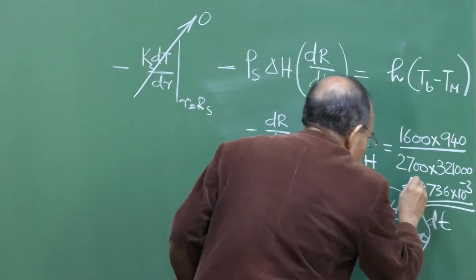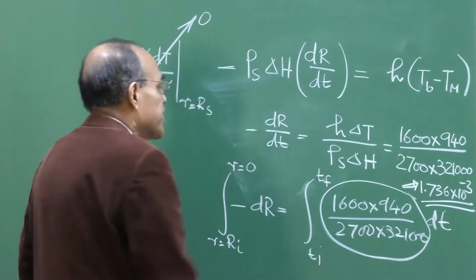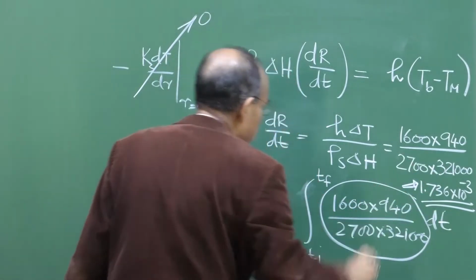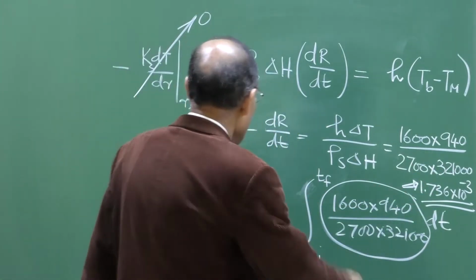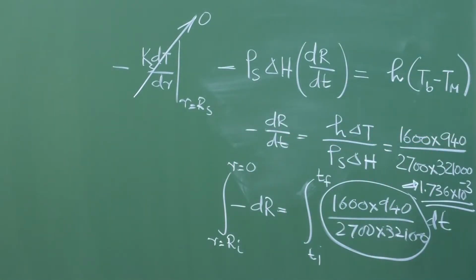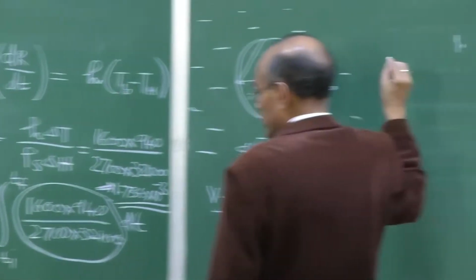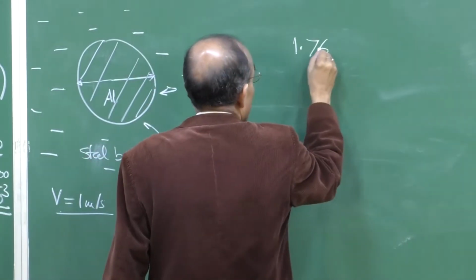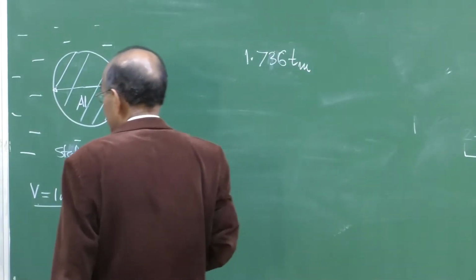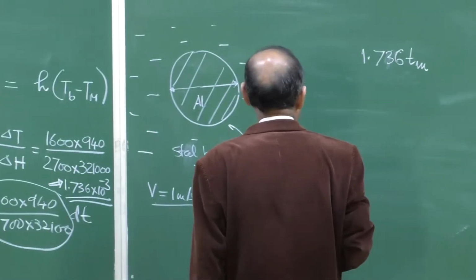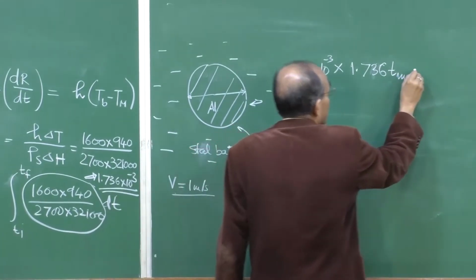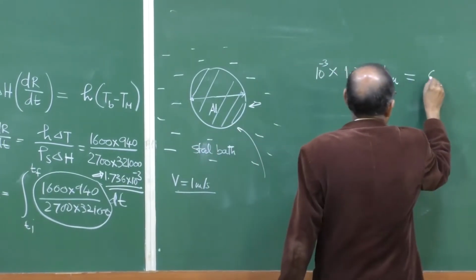So, the encircled entity, 1600 multiplied by 940 divided by this, is equal to 1.736 into 10 to the power minus 3. So, therefore, you can perform this integration very easily, and then you can say that 1.736 into Tm, where Tm is the complete melting time, which is equal to Tf minus Ti, okay, into 10 to the power minus 3, and that is going to be equal to nothing but 0.025.